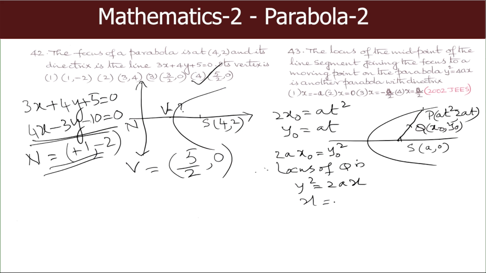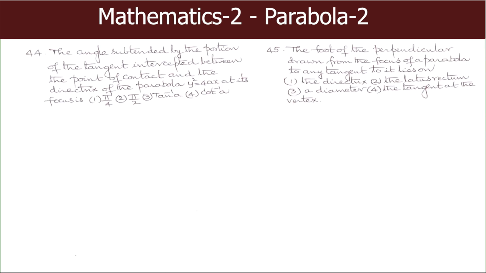Minus of a means 2a by 4. That is equal to minus a by 2. So, x equal to minus a by 2 is the directrix of the parabola y square equal to ax. Follow? Then question number 44.